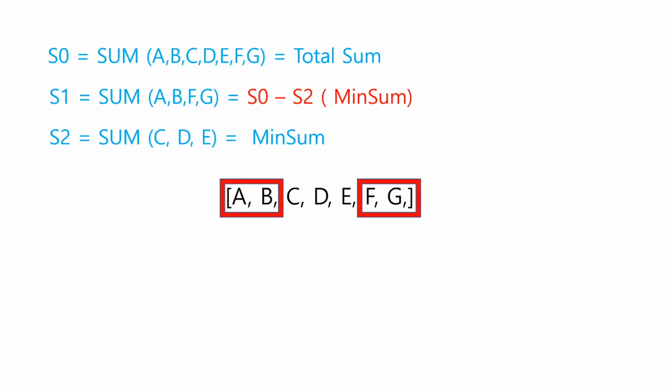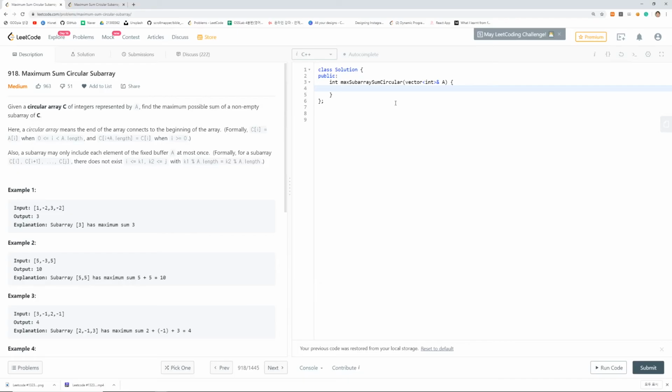And if we know that, we can get S1 as S0 minus S2, which is the total sum minus the minimum sum of the rest of the elements. In this way, we can use the minimum version of Kadane's algorithm, because the original Kadane's algorithm gets the maximum sum of a subarray, but this version gets the minimum subarray sum, right? All right, let's dive into the code.